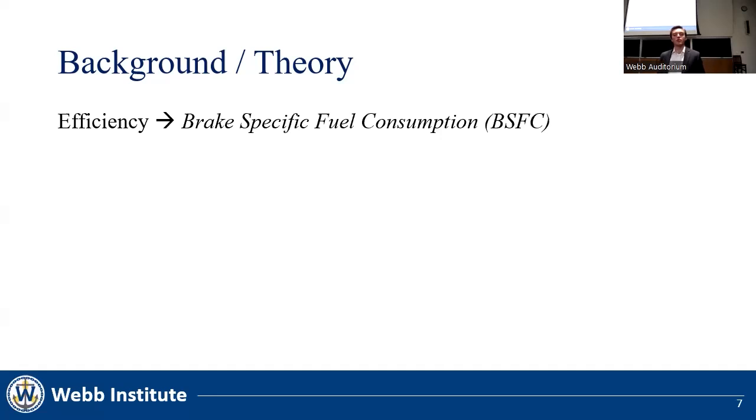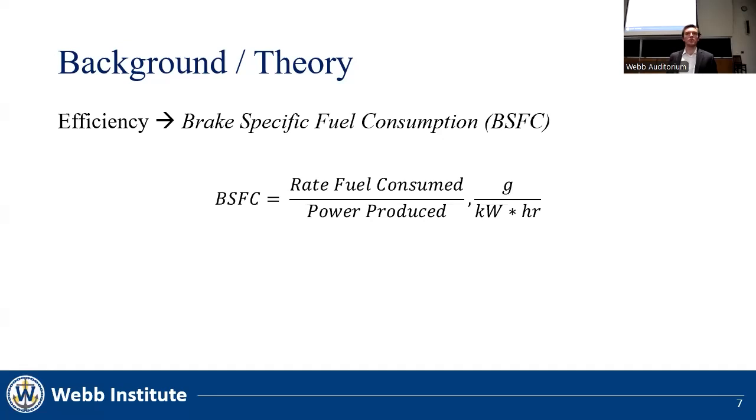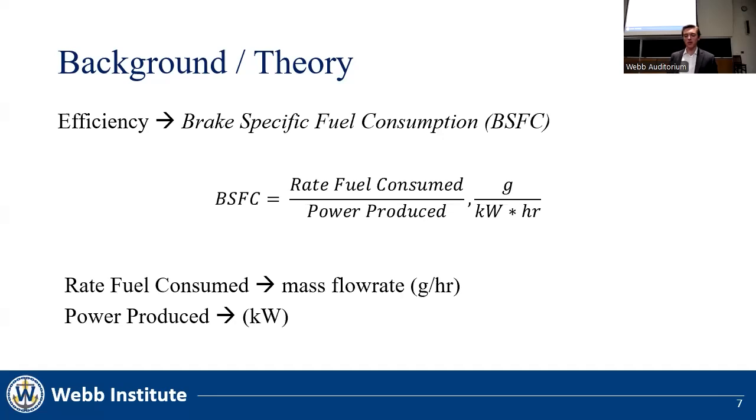One useful metric for evaluating engine efficiency is brake-specific fuel consumption. Brake-specific fuel consumption is defined as the rate fuel is consumed divided by the power produced. The rate of fuel consumption is a mass flow rate expressed in grams per hour. The power produced is expressed in kilowatts. This gives us the units of brake-specific fuel consumption, grams per kilowatt hour.